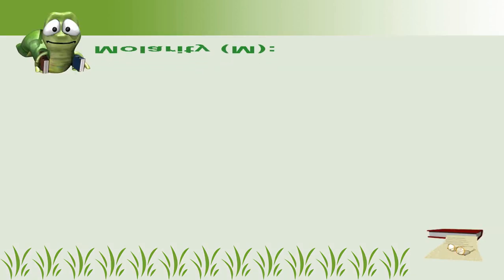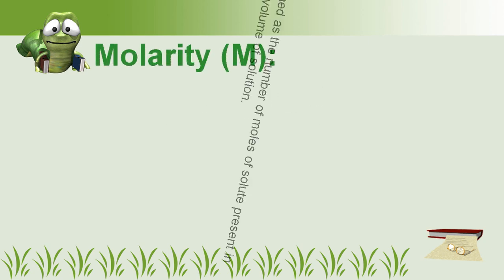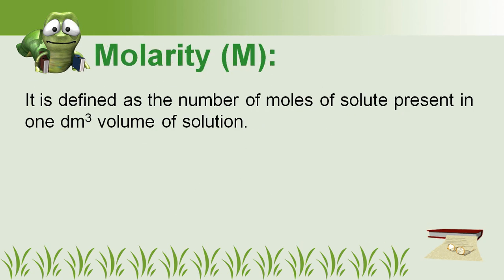First, I would like to discuss what is meant by molarity. It is defined as the number of moles of solute present in 1 dm cube volume of solution. That means it represents the number of moles of solute present in a given volume of solution. So, if there is 1 mole of solute in 1 dm cube, then the solution is called a 1 molar solution.